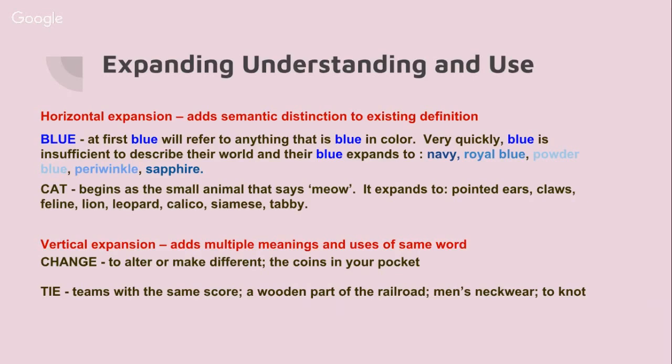And over time, children start to distinguish. Remember in that first chart where we looked at animals and how it was separated out into vertebrates and invertebrates? This is where that horizontal expansion starts to happen.